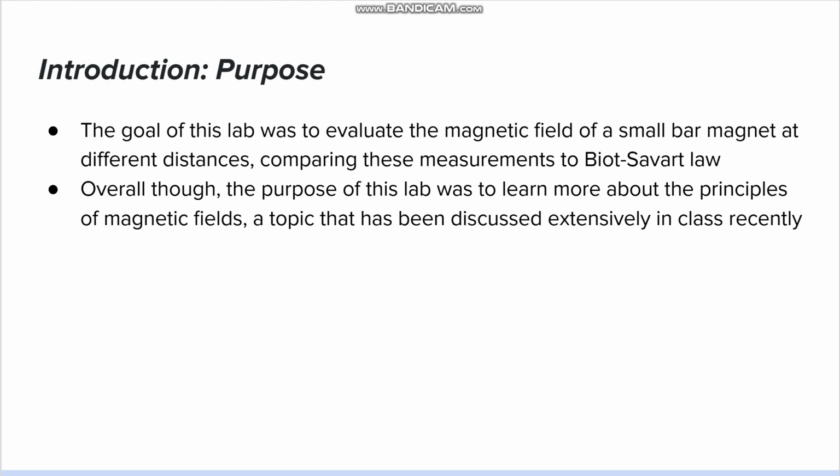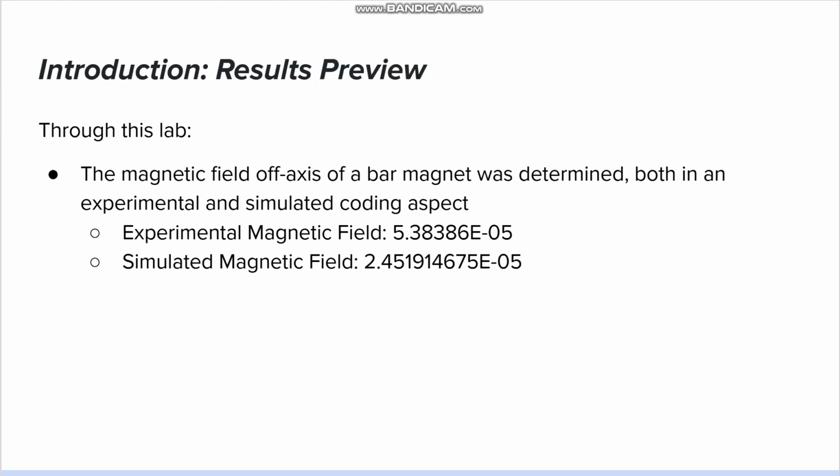Purpose. The goal of this lab was to evaluate the magnetic field of a small bar magnet at different distances, comparing these measurements to the Biot-Savart law. Overall, though, the purpose of this lab was to learn more about the principles of magnetic fields, a topic that has been discussed extensively in class recently.